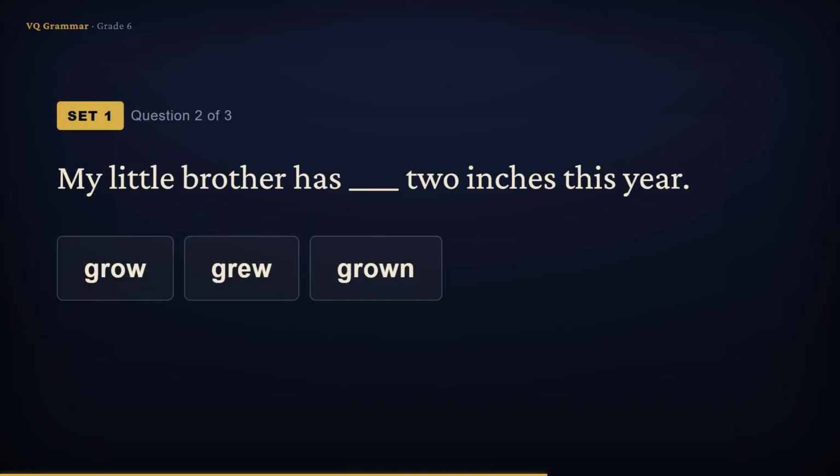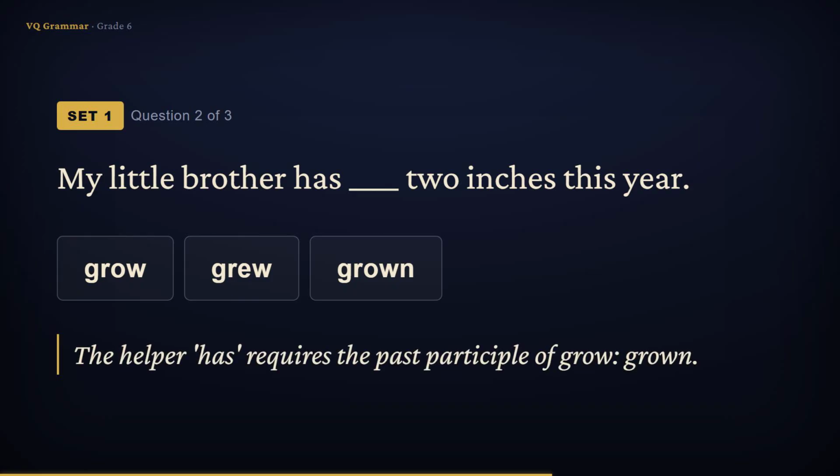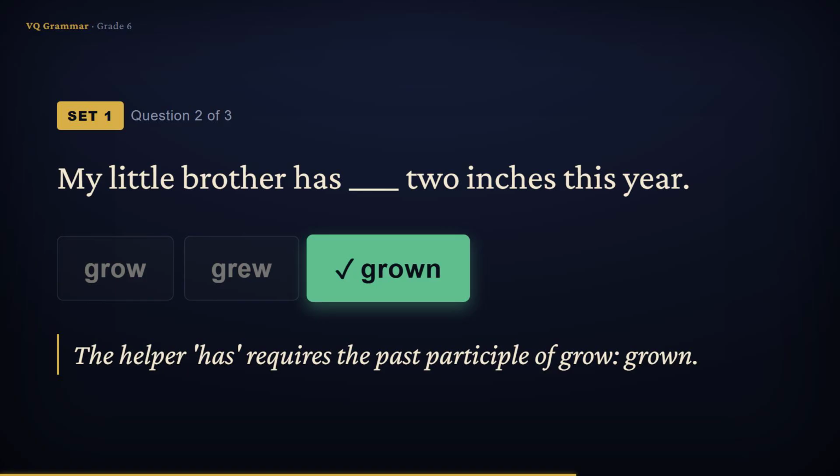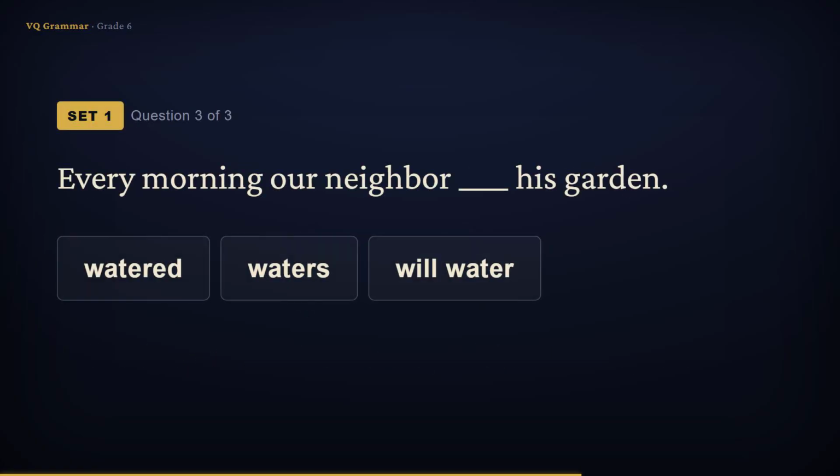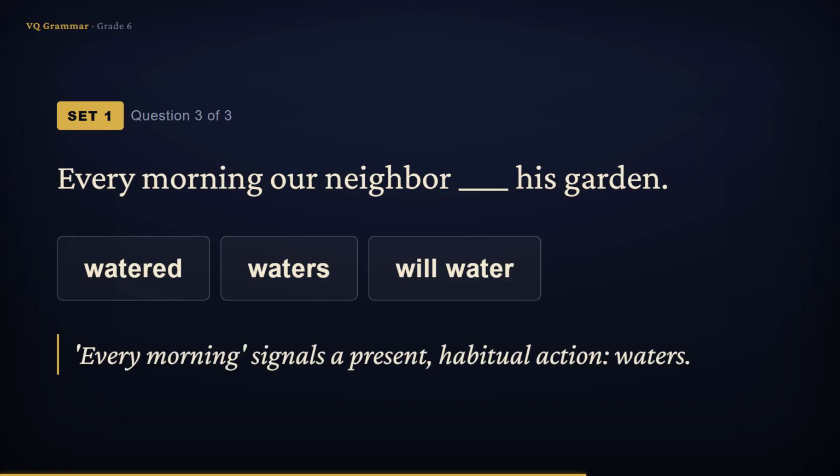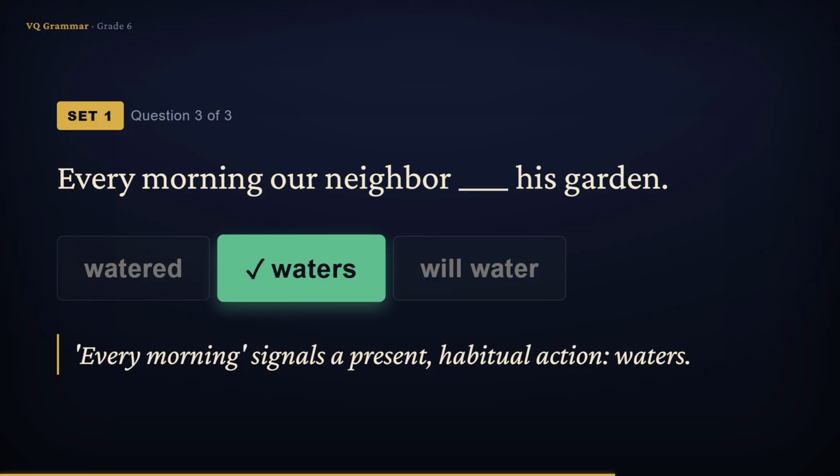My little brother has blank 2 inches this year. Look, there's a helper, has. And when we have a helper, we need the past participle. The past participle of grow is grown. Not grew, because grew is the plain past form. So the answer is grown. Every morning, our neighbor blank his garden. The phrase every morning tells us this happens regularly, right now, as a habit. That's present tense. Water is a regular verb, and the present form here is waters. Not watered, which is past, and not will water, which is future. So the answer is waters.